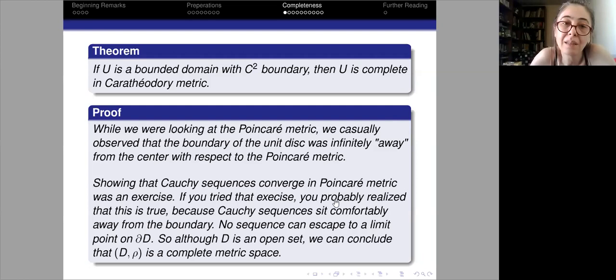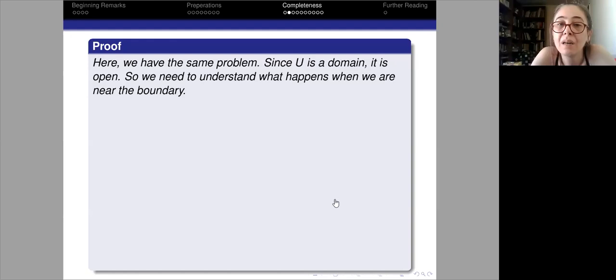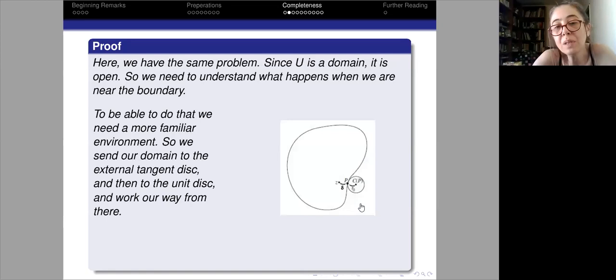Now here we have the same problem. U is a domain, so it is open. In order to say that U is complete, we need to understand what happens when we approach the boundary. To be able to do that, we need a more familiar environment. So what we do is we take our domain, send it to the external tangent disk for a point on the boundary, and then send that external tangent disk to the unit disk, and work our way out from there.